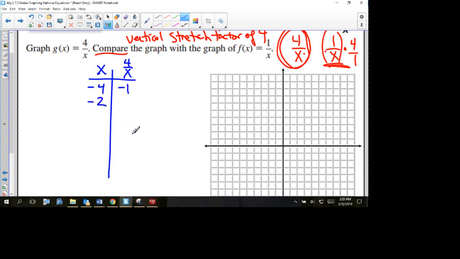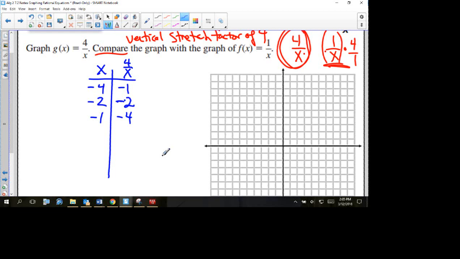Negative 2. If I plug in negative 2, 4 divided by negative 2 is negative 2. What's another number? Negative 1. 4 divided by negative 1 is negative 4. What's another number? Can I divide by 0? No, so I cannot use 0.